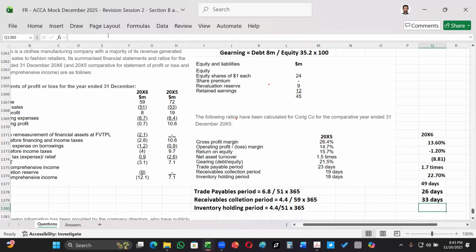Okay. So yes, have you checked it? Yes, I got 27.22. Okay, so I think that should be 27. Let's check it again. This is your receivable days, 4.4 divided by 59. It gives us 0.07. So 0.07 into 365. I'm still getting 25. Anyway, let's check it. We're going to look at the answer as well.